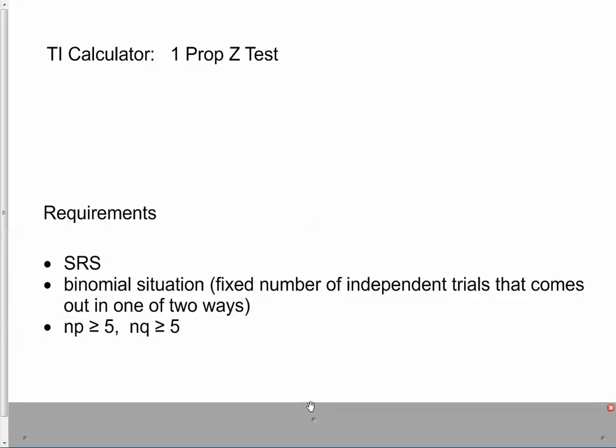And then one more thing, which I don't think we talked about in class, is what you need to have be true in order to do the 1-prop-z test. It's kind of the same as for a confidence interval for p. Your data has to come from a good, simple random sample, as always. You need to be in a binomial situation, which means you're doing a bunch of trials. They're all independent, and they come out in one of two ways. So left-handed or right-handed, something like that, right? And then thirdly, you need n times p and n times q to be more than 5.